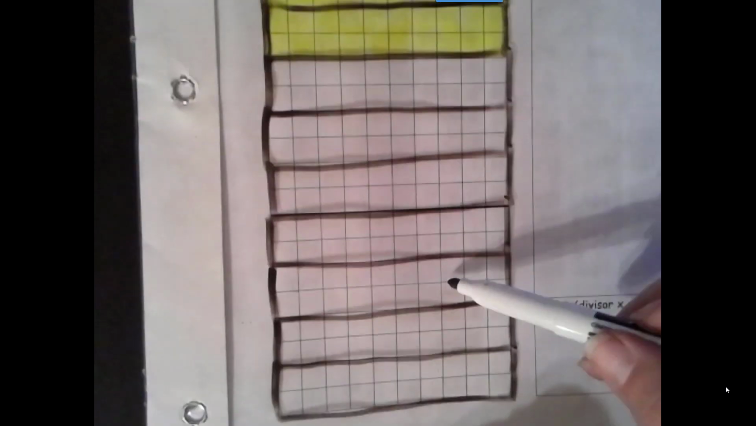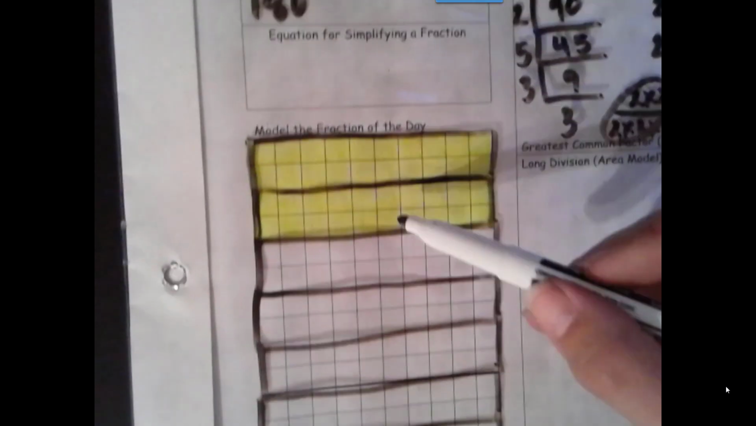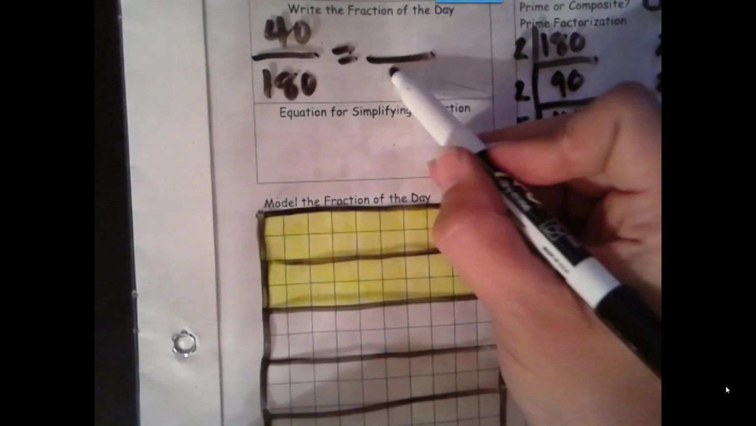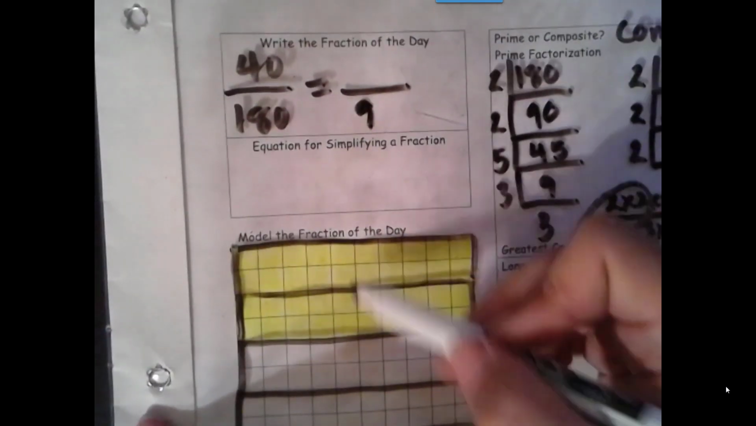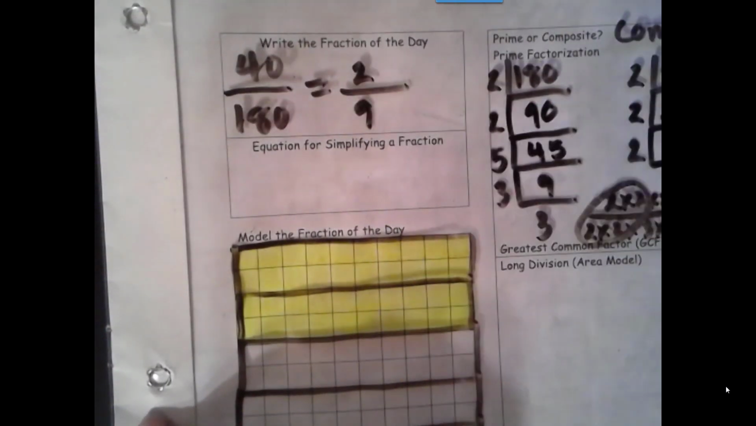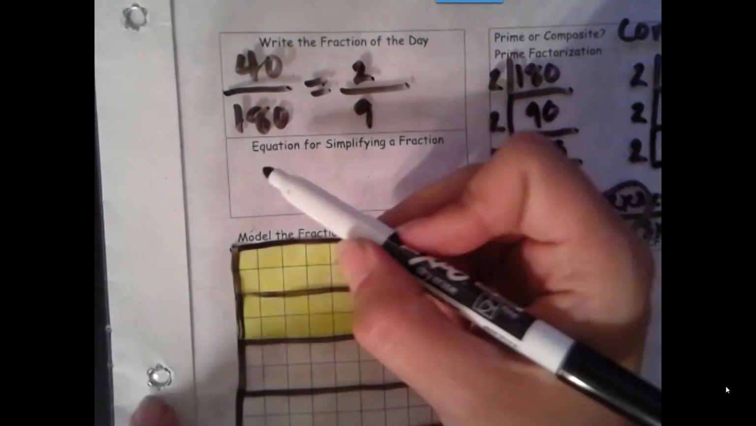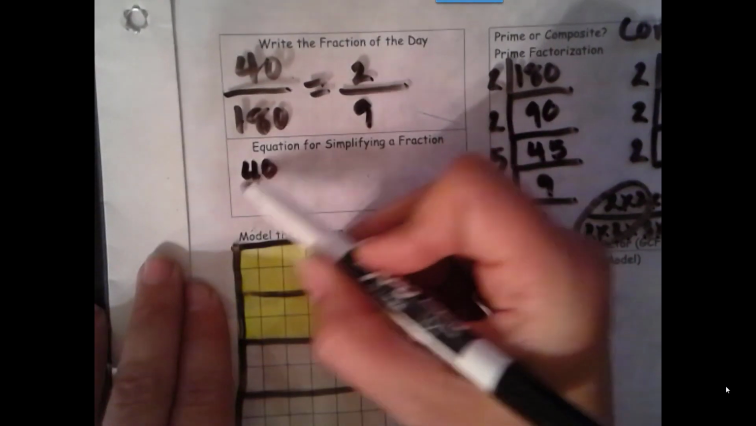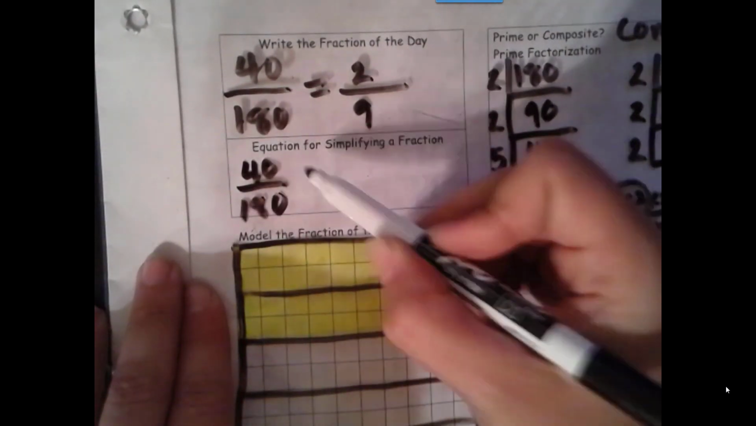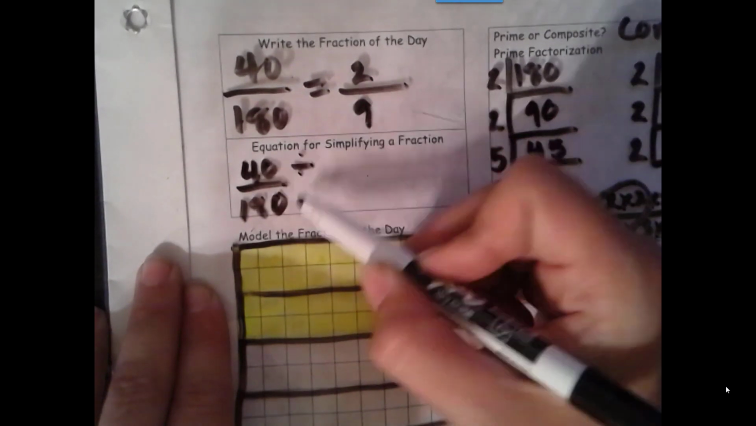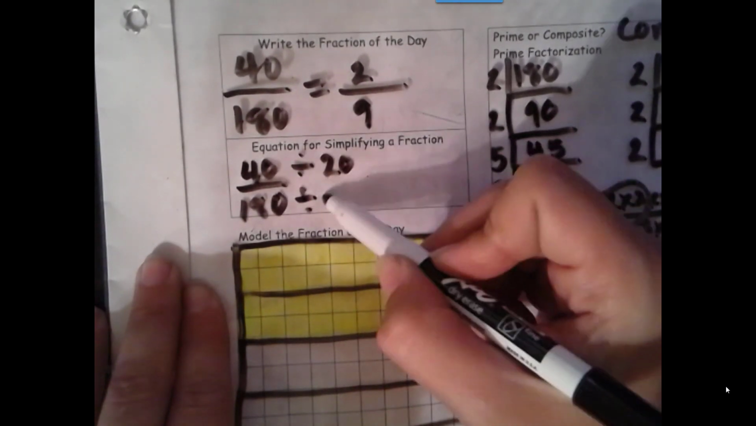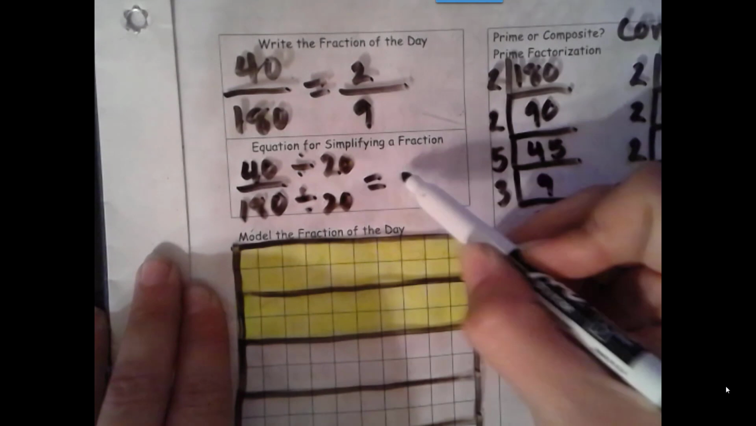Okay, let's count up our total amount of groups of 20. So we have 1, 2, 3, 4, 5, 6, 7, 8, 9. 9 total groups, and I have 1, 2 shaded in. Okay, now let's go ahead and prove it with our algorithm. I'm going to divide both by our greatest common factor.